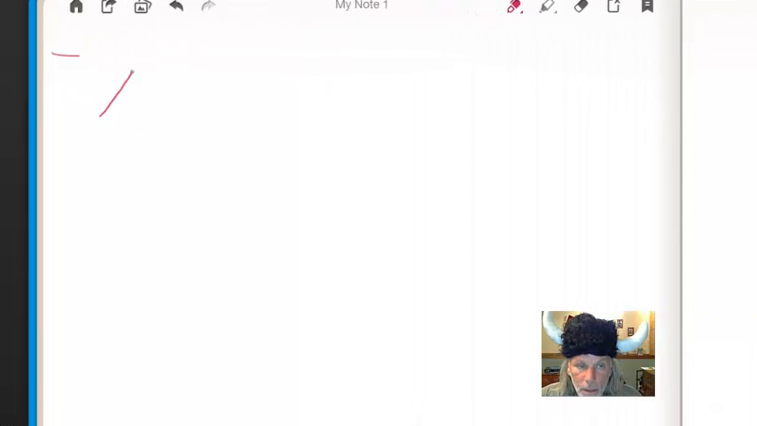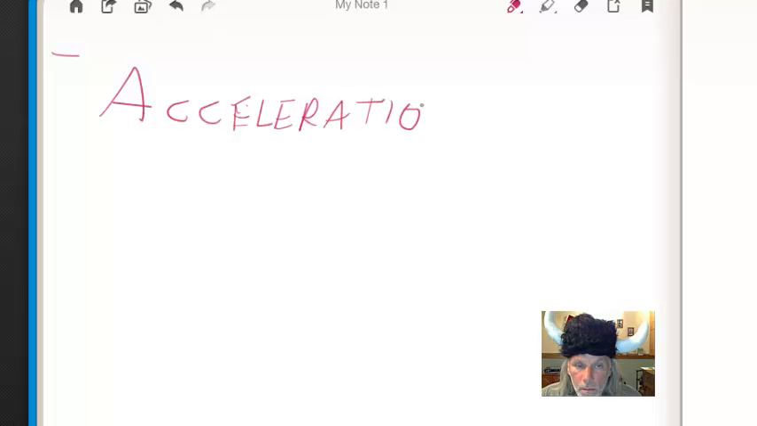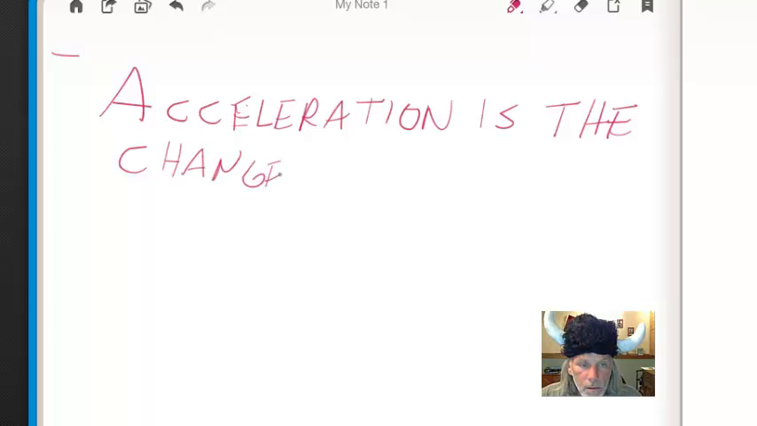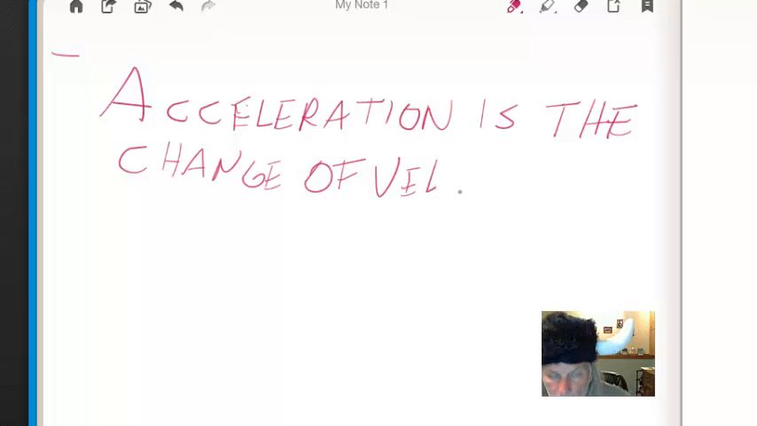Acceleration. Acceleration is the change of velocity over time.